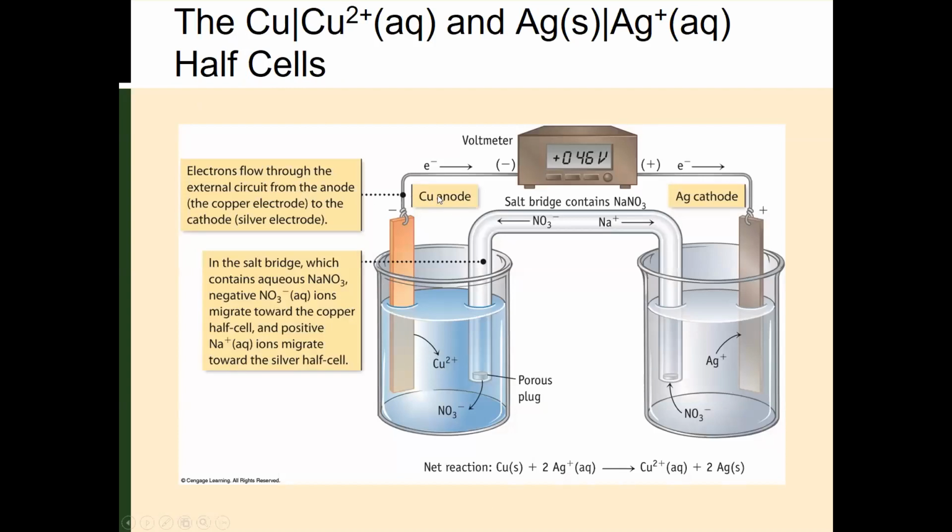Okay. Here is a diagram of a cell. Here we have the copper-silver cell. In this one, copper is the anode, silver is the cathode. Now, you might remember that copper is not always the anode. Copper could be the anode or the cathode. It depends on what the other one is, and we'll look at how we can tell that later on.